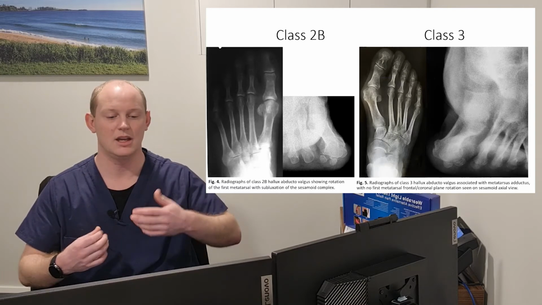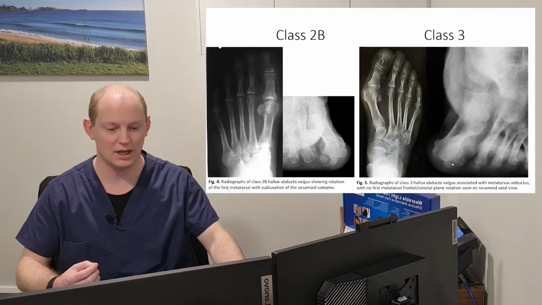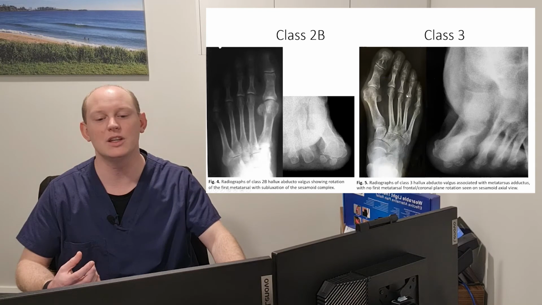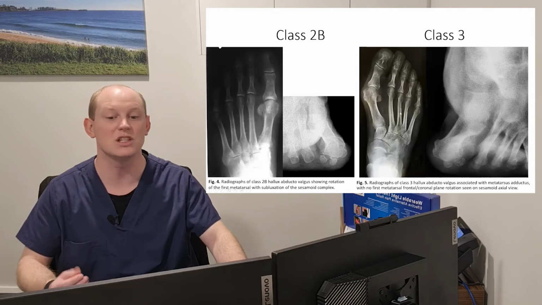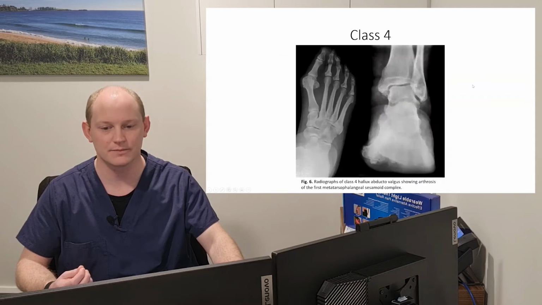When we come through to class 3, we're really seeing metatarsus adductus with no first metatarsal frontal plane rotation on the sesamoid axial view. So again, we're seeing those sesamoids within their cristas where they should be, but we're looking at the metatarsus adductus, those lesser rays, in conjunction with our hallux valgus.